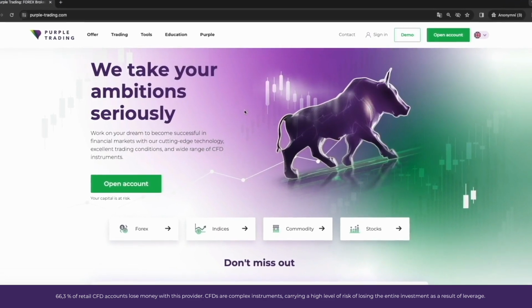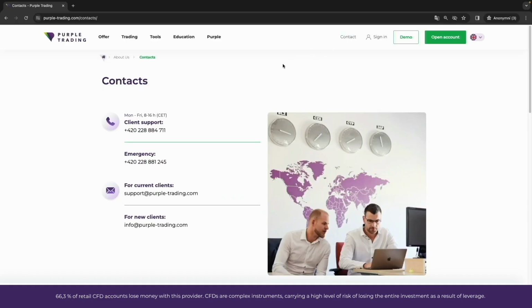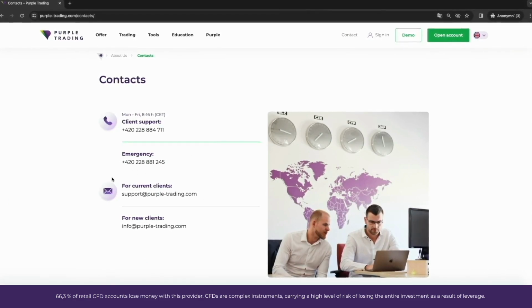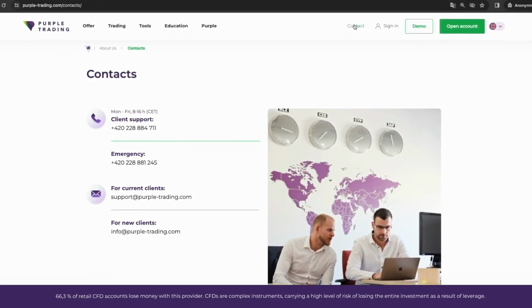If you need any advice at any time, our support team is here to help. You can contact us via live chat on our website, by email at support@purple-trading.com, or by phone. You can find the number on our website in the contact section.